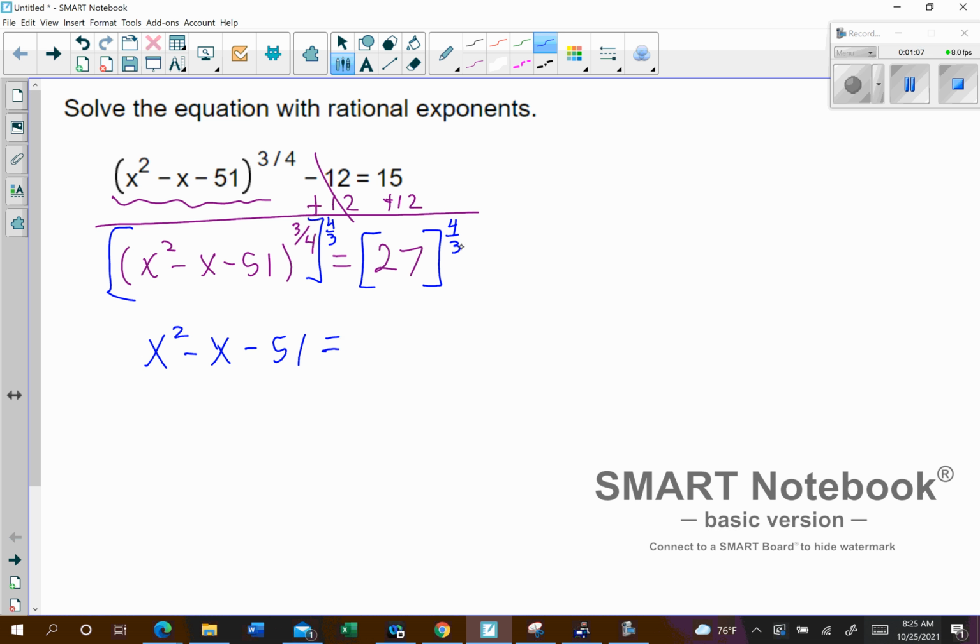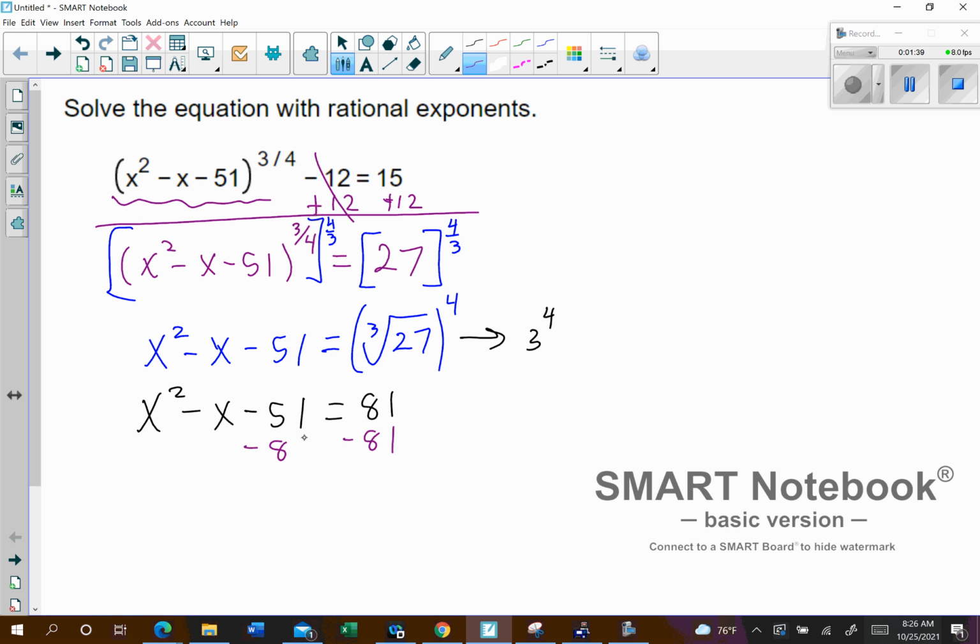And then on the other side, this is telling me to cube root, so I don't have to put the plus or minus on this one. And then it's telling me to raise it to a power of 4. So we're left with x squared minus x minus 51 equals the cube root of 27, which is 3. Just off to the side, that would be 3 to the fourth power, which would give us 81. And then we'll set this equal to 0 and try to factor it.